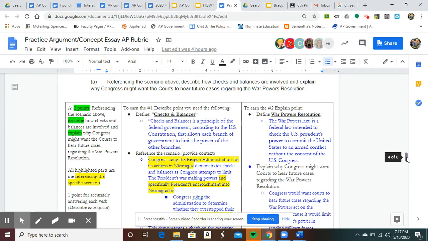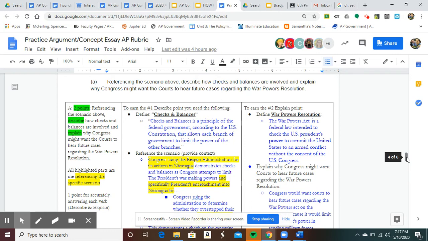Now, you have to reference the scenario. If it says reference the scenario, you've got to use some examples from above. You've got to talk about evidence that's going on specifically in the scenario. A nice trick for this is to actually quote it. So make sure you know what's going on, quote it, but hit them over the head. Provide multiple times where you are specifically referencing what's going on above.